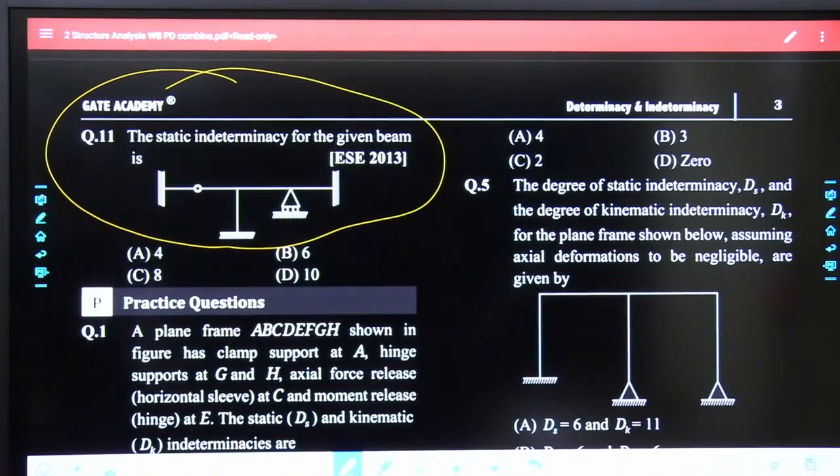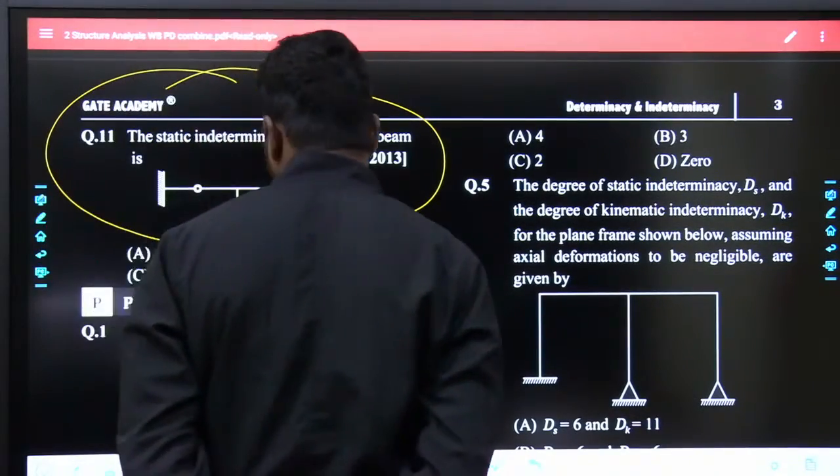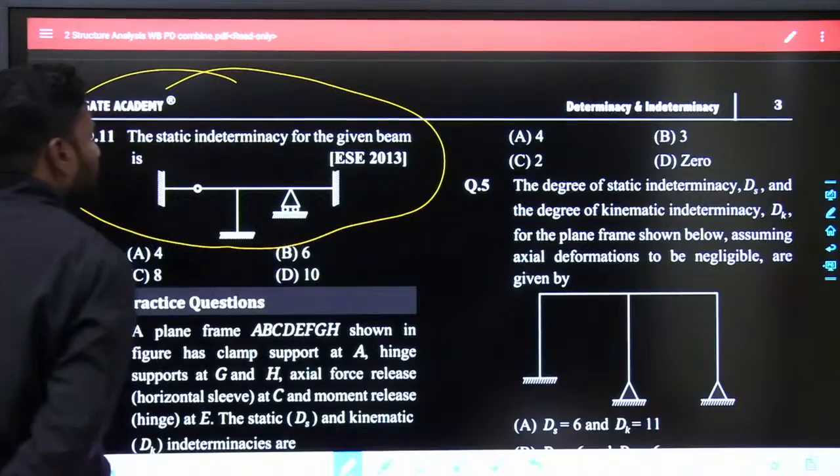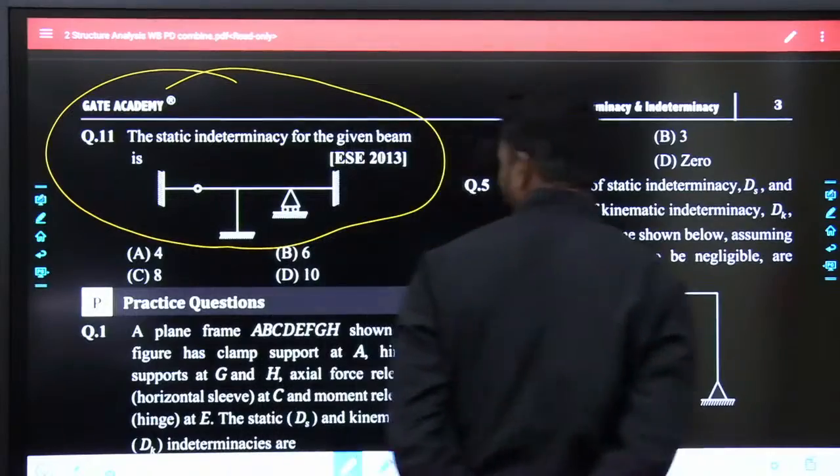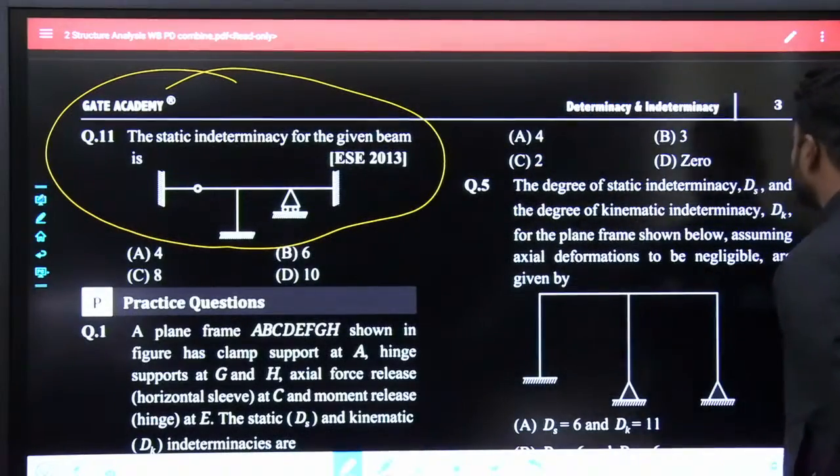I have seen constantly one person, that Kumar is the one who is chatting properly, and the other guys, where did you go, guys? Come, you can answer as soon as possible. Different answers I am seeing. The static indeterminacy for the given beam. This is a 2013 Engineering Services examination question.